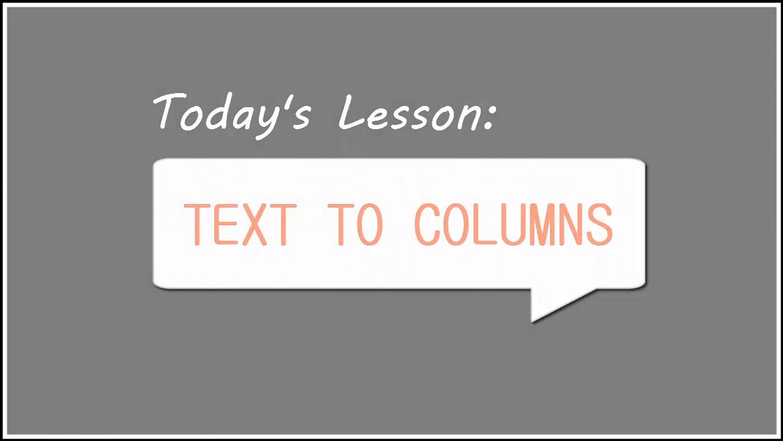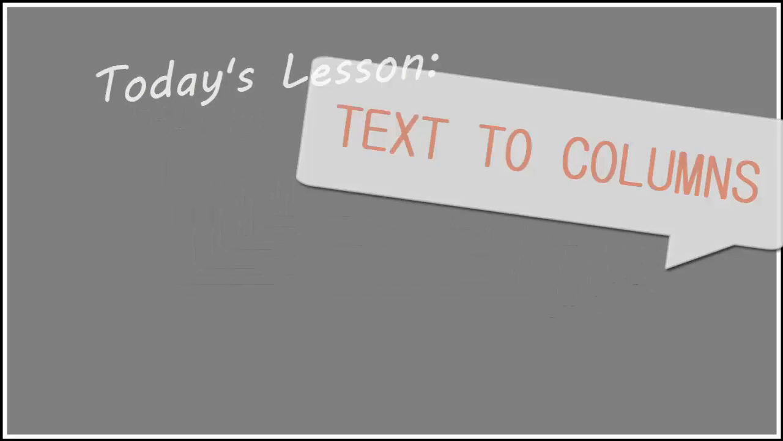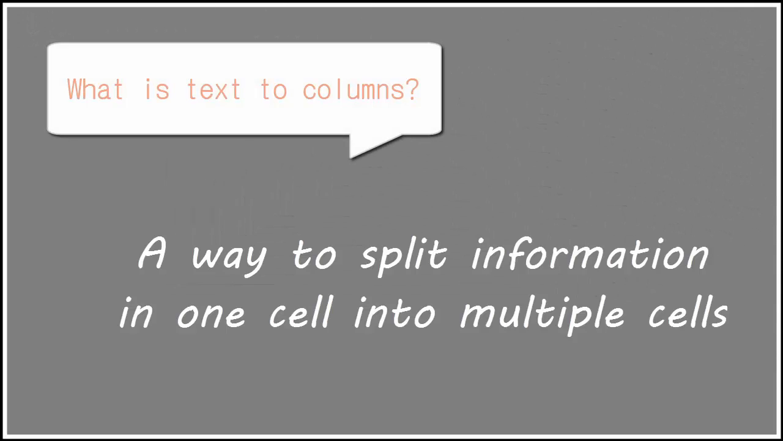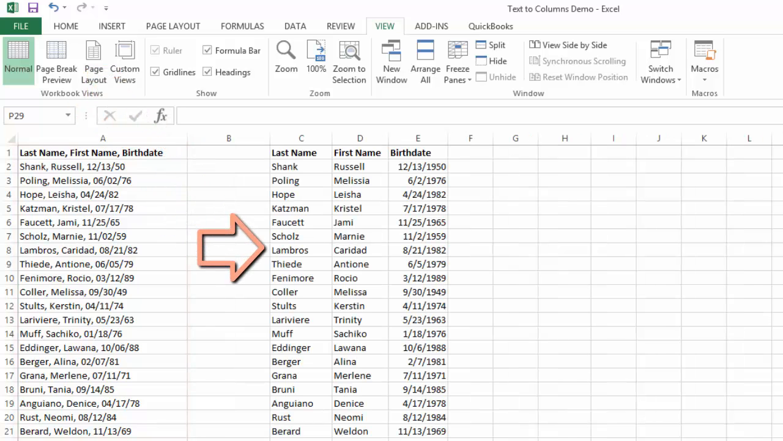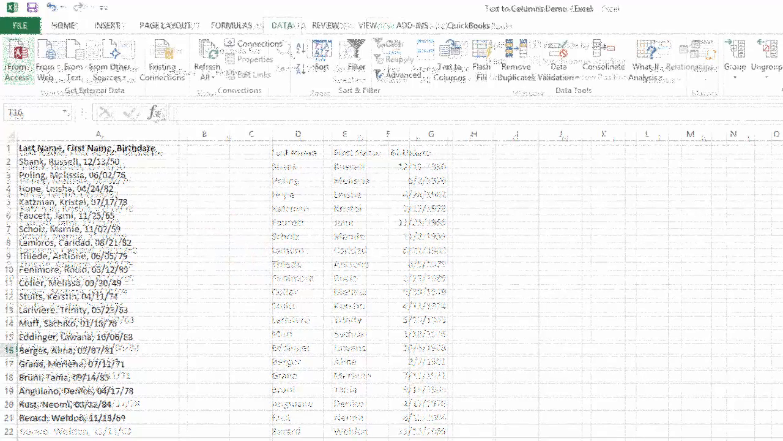Today's lesson will go over Microsoft Excel's text to columns. Text to columns is a way to split information in one cell into multiple cells. For example, here is a column of data that contains the last name, first name, and birth date all in one cell. Text to columns can parse out the data from this one column into 3 separate columns as follows, and I'll show you how.